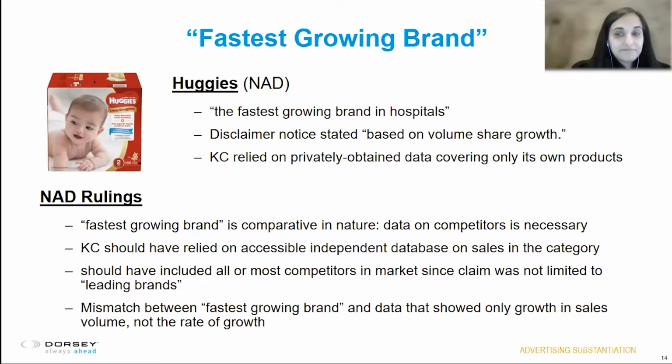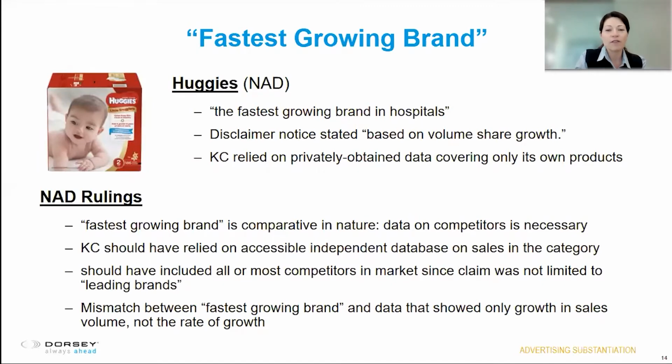So the claim here: Procter & Gamble brought an NAD action related to Huggies' claim that they were the fastest growing brand in hospitals. They had a disclaimer notice related to the claim that said, based on volume share growth. Kimberly-Clark is the maker of Huggies. Procter & Gamble is the maker of Pampers. Kimberly-Clark relied on data that covered its own products and basically said in the case that that was reasonable because Huggies and Pampers are really the only two major players in the market.